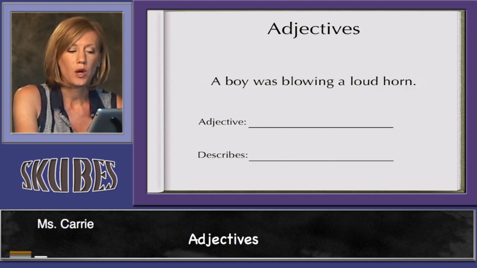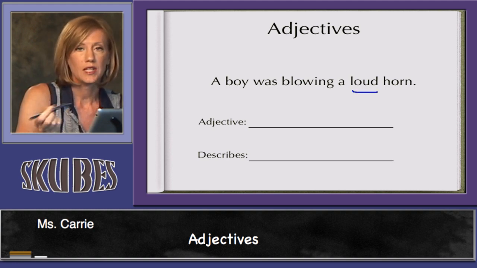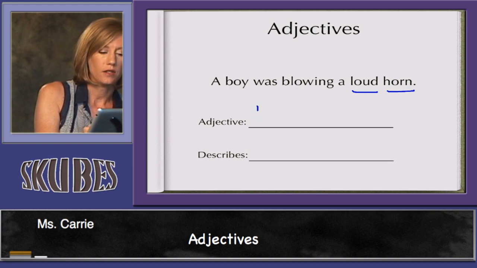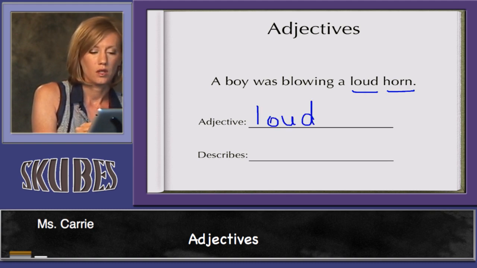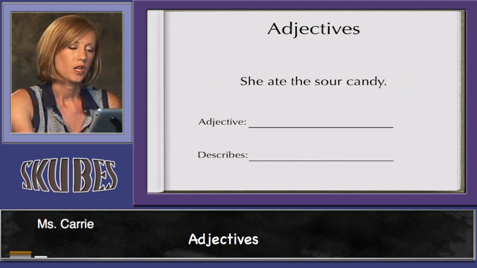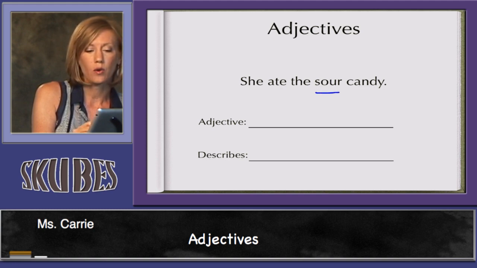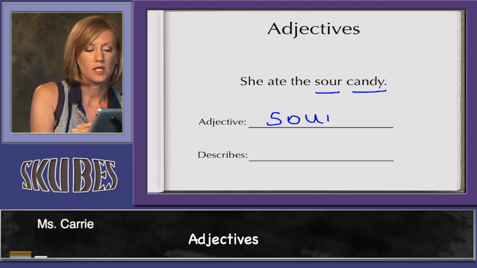Let's look at another sentence. Here we have, a boy was blowing a loud horn. Here I see the adjective loud. That's what something sounds like, describing the noun horn. So our adjective was loud, and our noun that it describes is horn. Let's look at another sentence. She ate the sour candy. Here I see the adjective is sour, and it describes the candy. The adjective is sour, and the noun that it describes is candy.